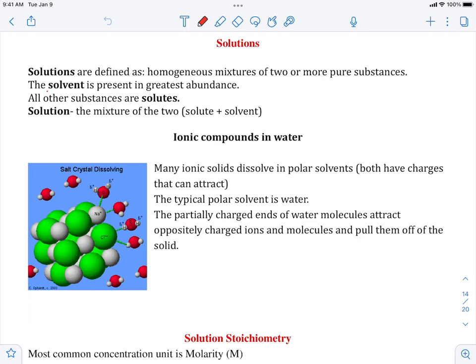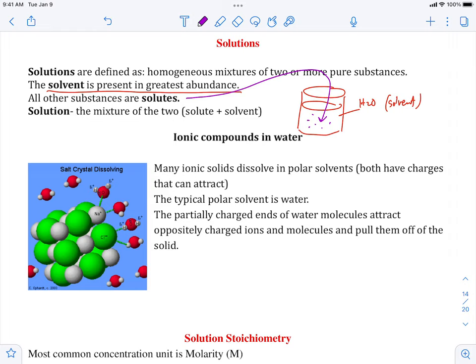Primarily, the solvent is present in the greatest abundance. So it's what there is the most of. In your classic example, if you have a beaker of water and you're making a solution, the water is more often than not the solvent. Anything that you want to dissolve into the water is what we call the solute. So if you were making a simple sugar solution, sugar would be your solute. Okay?